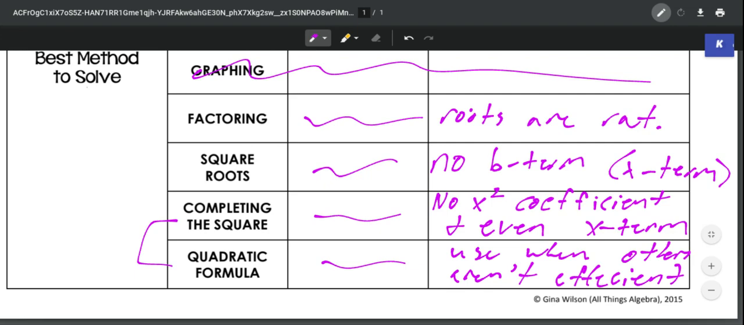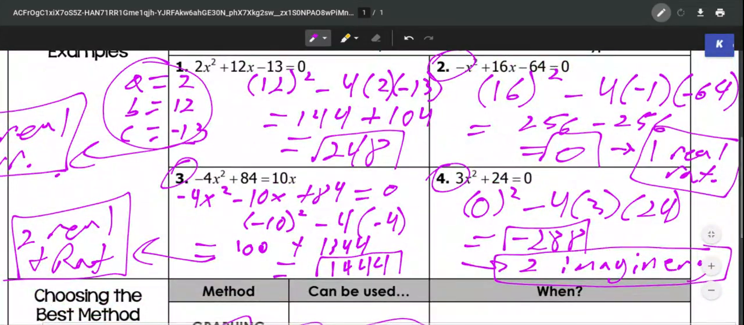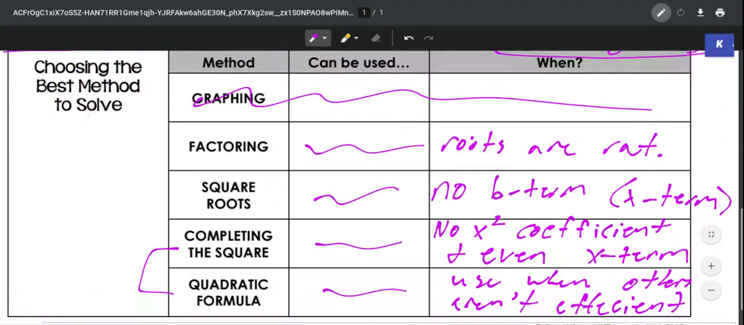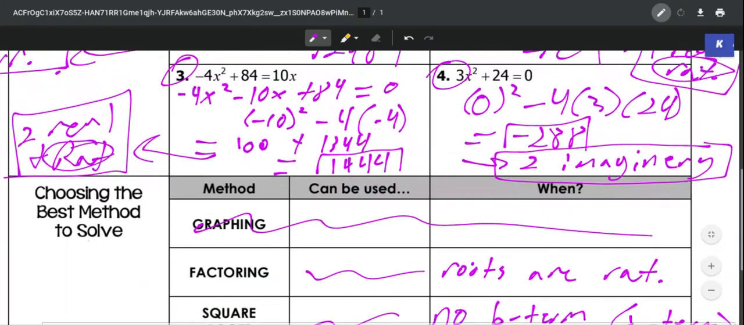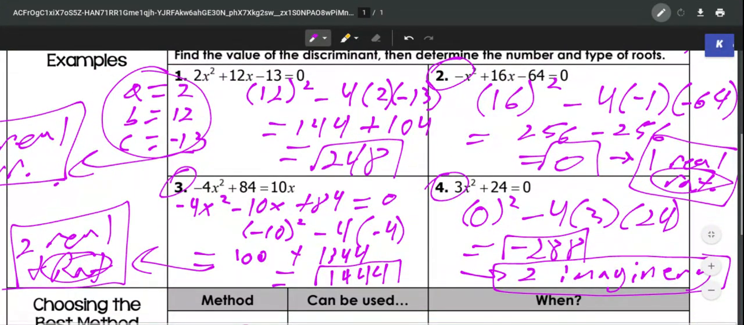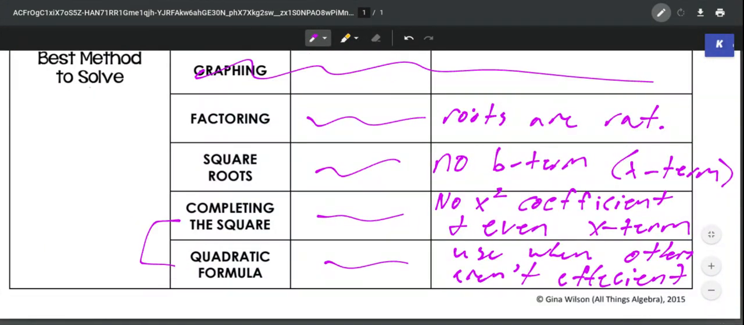So just a review. When you want to choose which method to use, pick factoring when the roots are rational. So like in number 2 and number 3, we said, okay, those are two real rational roots, so we can use those. And then square roots when there's no b term, like in number 4, we could use that. Completing the square would be best to use when there's no x squared coefficient and an even x term, and you'll see one of those on the homework you do. And then the quadratic formula is pretty much used as the last resort.